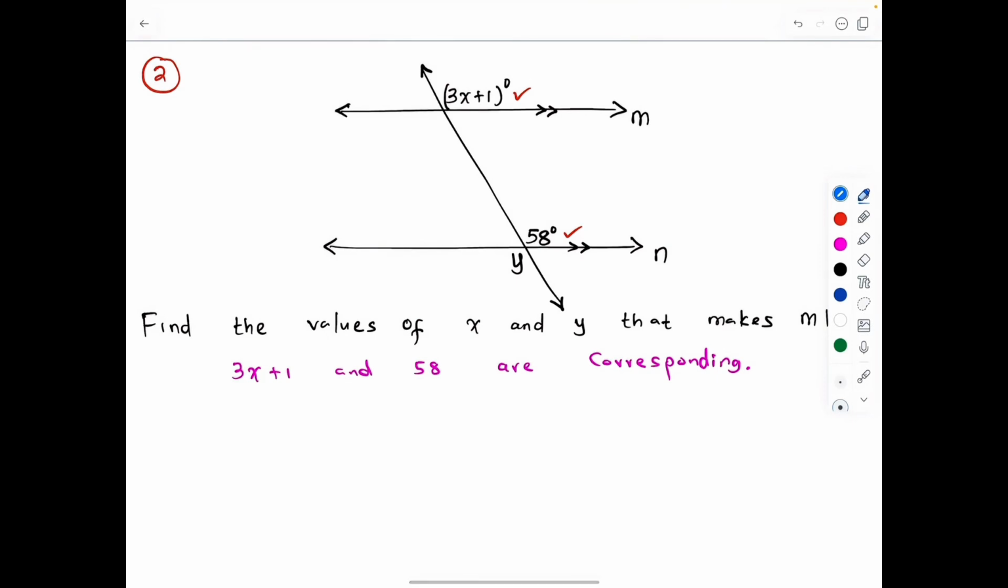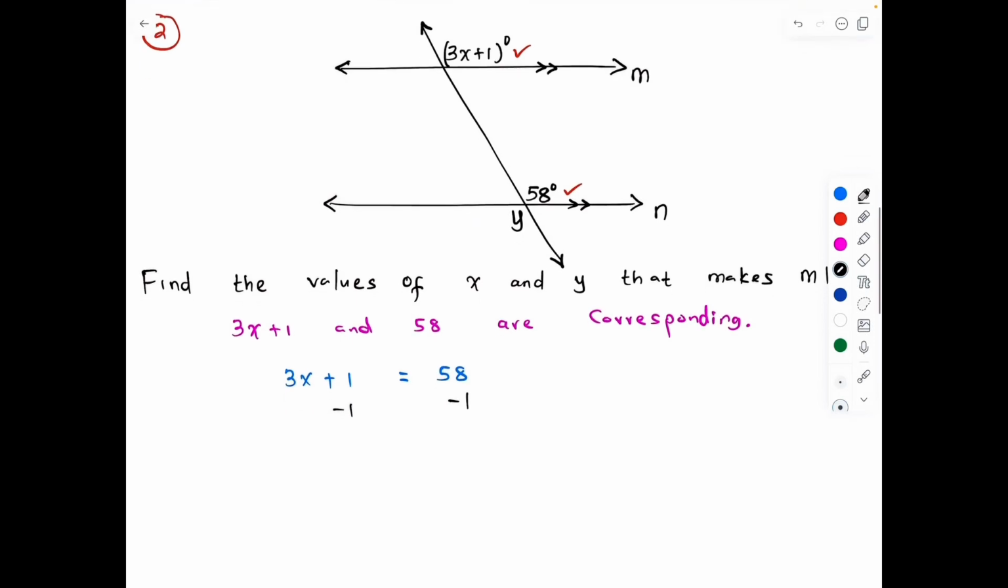I want you to get familiar with the word congruent. Congruent means they have the same measurement. So 3x plus 1 is equal to 58. And now we can solve this two-step equation. What's the first thing I have to do? I have to take care of the positive 1. And what is the opposite of positive 1? That will be negative 1. So I have to subtract 1 on both sides.